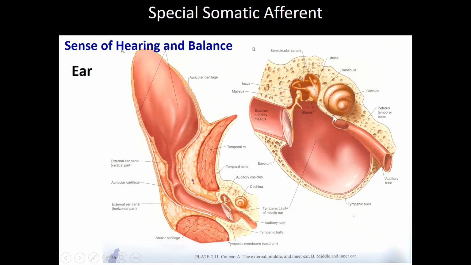This middle ear, through a tube-like passage which is called the auditory or eustachian tube, is connected with the pharynx of the animal. Then we have the third, the inner ear. This inner ear of the animal is located within the petrous part of the temporal bone, and it is made up of two structures. One is the cochlea, which is for hearing, and one is the vestibule or the semicircular canals, which is for balance.